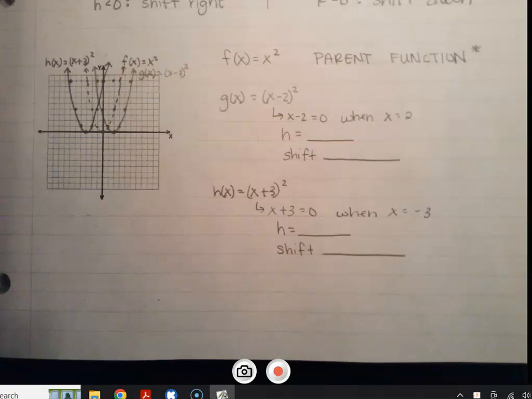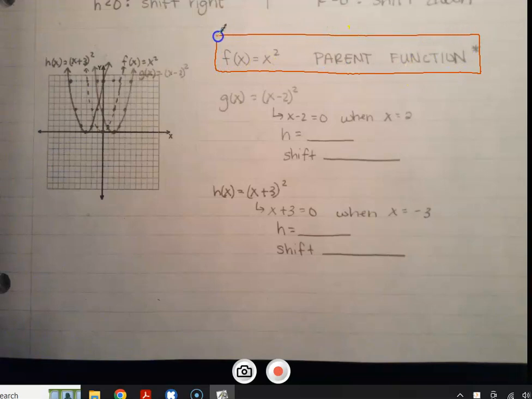The reason I say this is because I want to highlight a couple different things. First of all, f of x equals x squared is always our parent function. That's the one we're going to compare it to, and in this case, it's the one that's dashed.